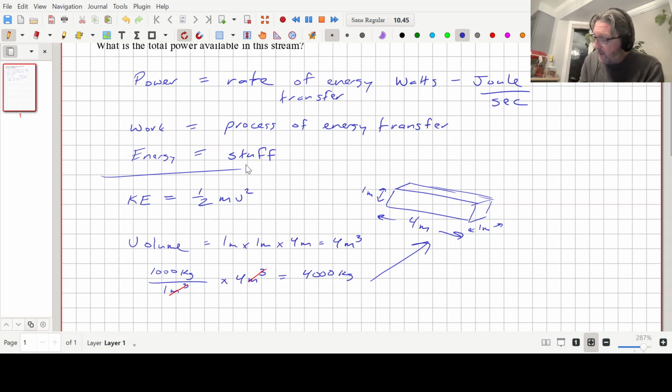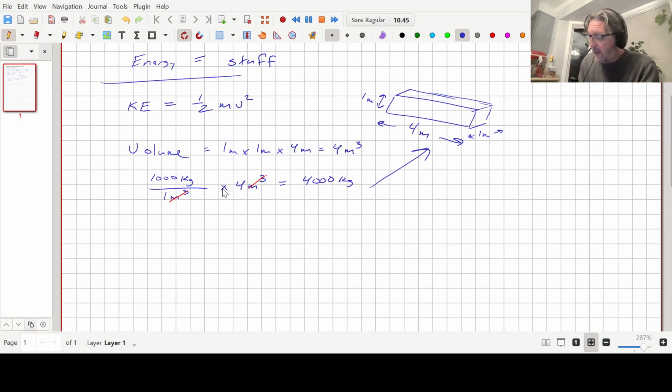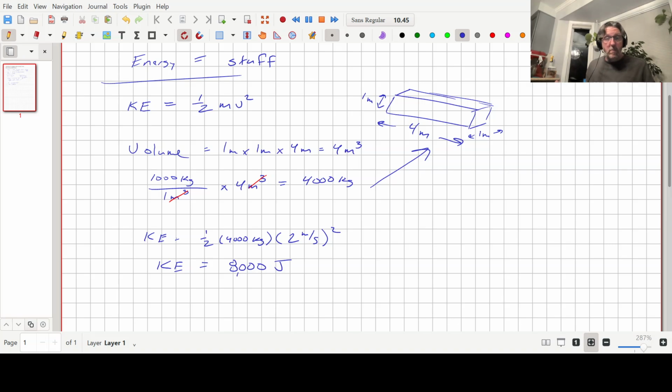So that tells me that that water has a kinetic energy of, kinetic energy is 1/2 times 4,000 kilograms times 2 meters per second squared, which works out to 8,000 joules. And that's before it falls. Already flowing in there is 8,000 joules.